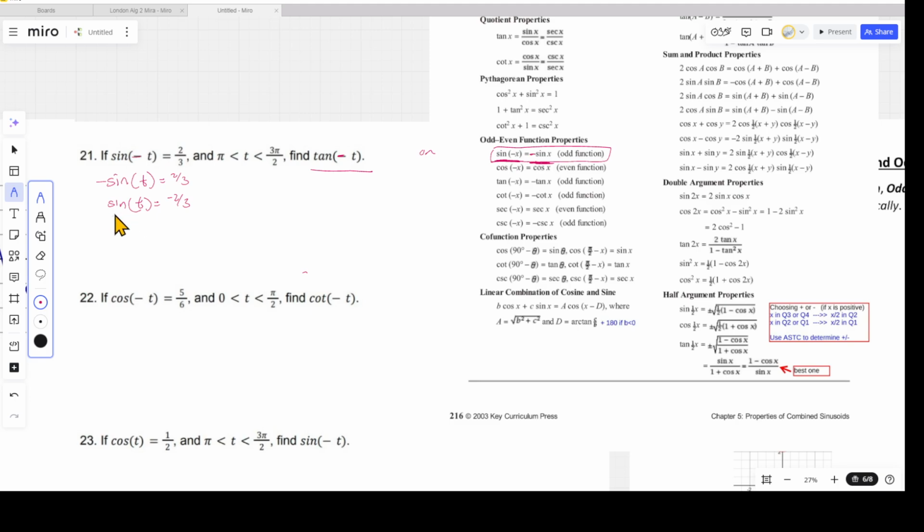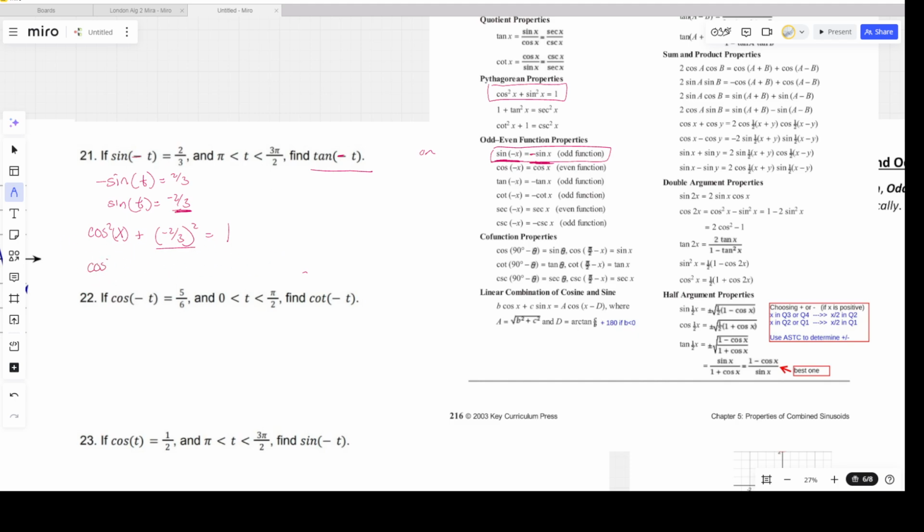So let's focus on that. To calculate cosine based on sine, I need an equation that has sine and cosine in it, which is right there. Pythagorean. So I'm going to replace that sine squared with my value for sine. And that's sine squared equals 1. Now I can simplify all this and figure out what cosine is.